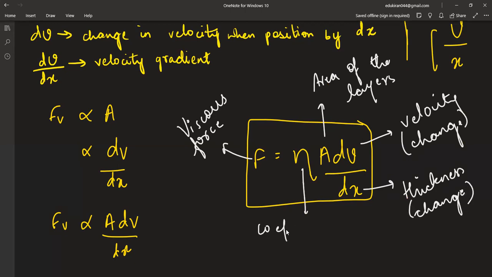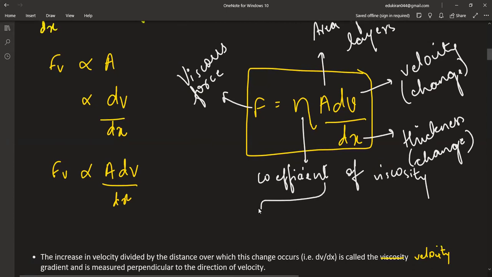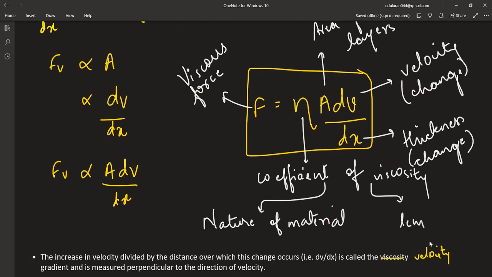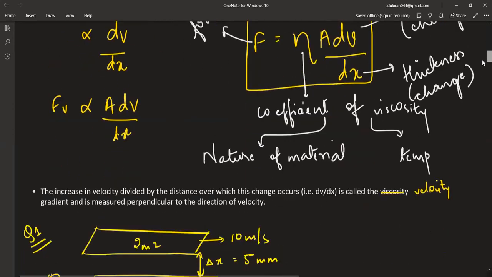This eta is the coefficient of viscosity, and this depends upon two things. It depends upon the nature of the material. That's why different materials have different viscosity, and temperature. So the increase in velocity divided by the distance over which this change occurs, that is dv over dx, is called the velocity gradient and is measured perpendicular to the direction of velocity. So this is your coefficient of viscosity.